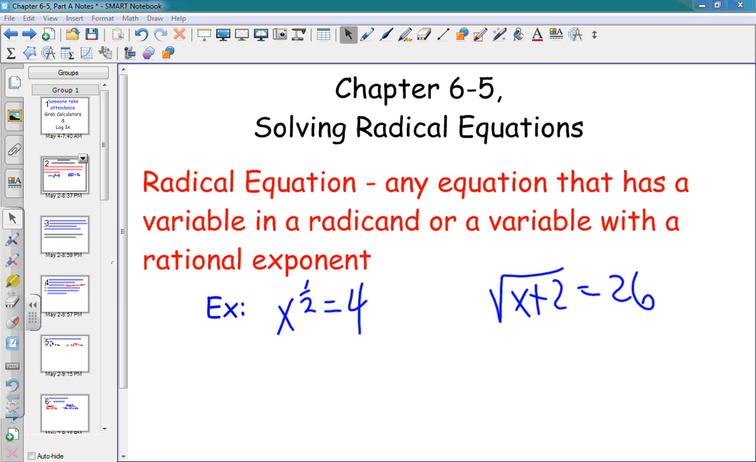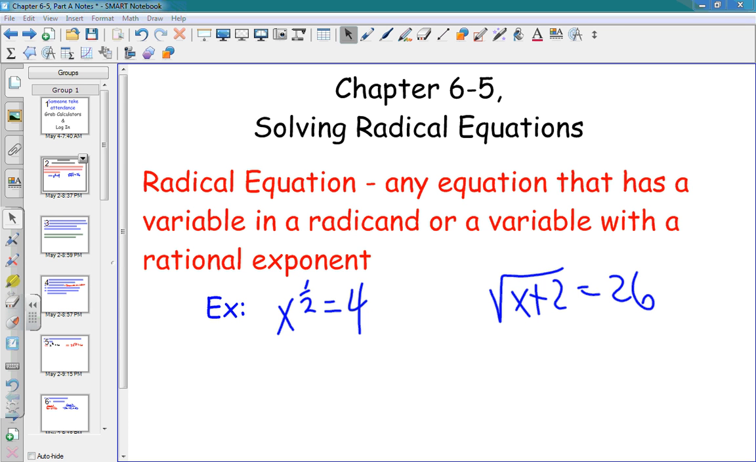Chapter 6.5, solving radical equations. A radical equation is any equation that has a variable inside the radicand or has a variable with a rational exponent. A variable with a rational exponent is x to the 1/2 is equal to 4. A radicand that has a variable inside it is going to be the square root of x plus 4 is equal to, or x plus 2 is equal to 26. Those are your two examples.